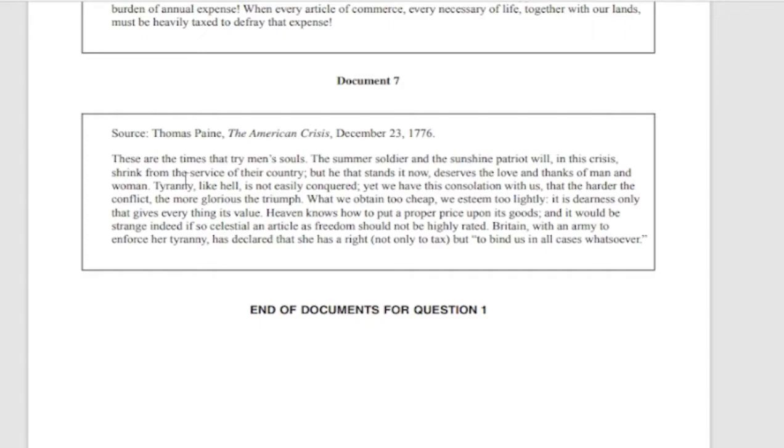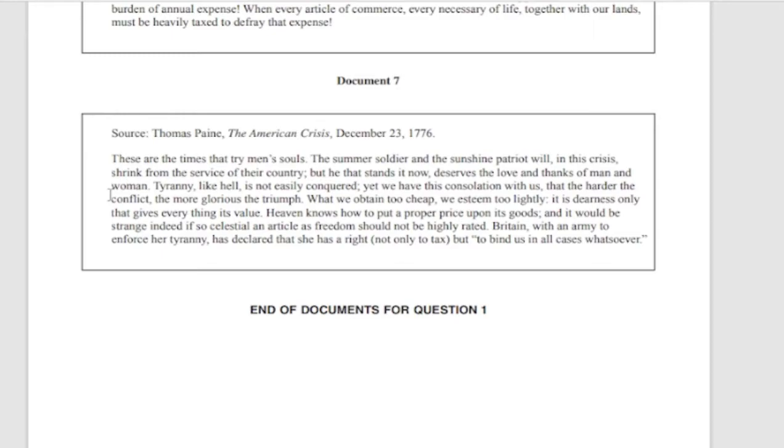These are the times that try men's souls. But he who stands it now deserves the love and thanks of man and woman. Yeah, I remember. I read that in school. Tyranny, like hell, is not easily conquered. Yet we have the consolation with us that the harder the conflict, the more glorious the triumph. What we obtain too cheap, we esteem too lightly. It is dearness only that gives everything its value. Heaven knows how to put a proper price upon its goods, and it would be strange indeed if so celestial an article as freedom should not be highly rated.